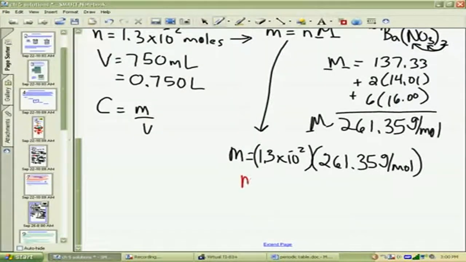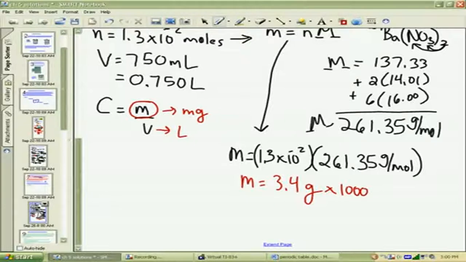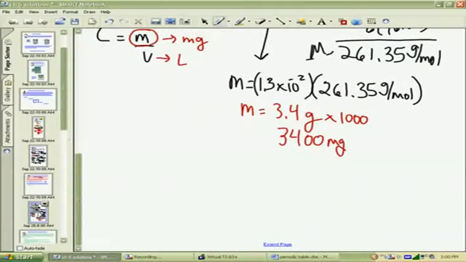Well, 3.4 grams isn't how you want your mass when you have it in parts per million, because you want it in milligrams, and the volume we already converted to liters. So we multiply this by 1,000 to get it into milligrams. Quite obviously, you get 3,400 milligrams. And these examples aren't spectacular, I notice now, because they're very big concentrations.